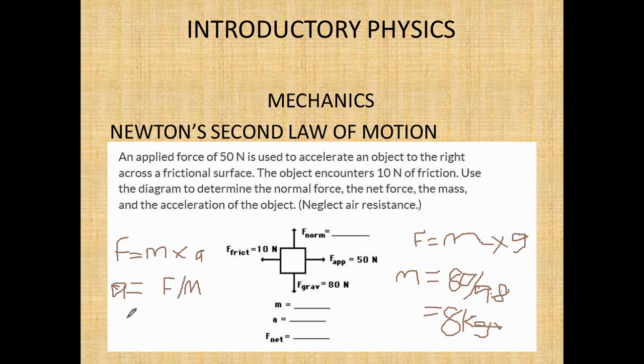Okay, so the net force acting on the object is 40. We determine that by subtracting the frictional force from the applied force. So that's 40 divided by the mass, which is 8 kilograms, so that's equal to 5 meters per second squared. That's the acceleration.